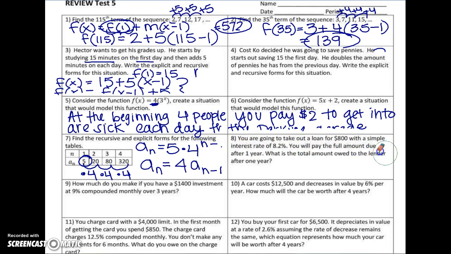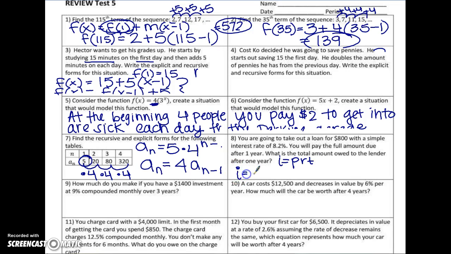Next, you are going to take out a loan for $800 with simple interest. Simple interest, I'm going to write it out. I equals PRT. You pay the full amount due after 1 year. What is the total amount owed to the lender after 1 year?